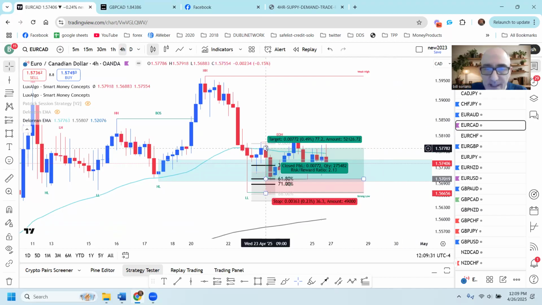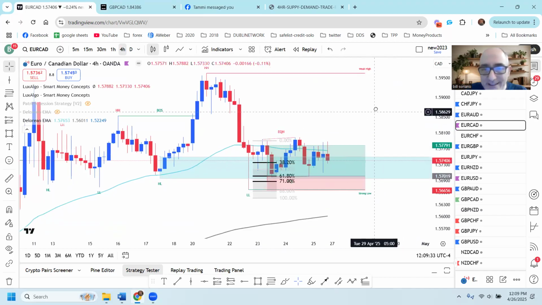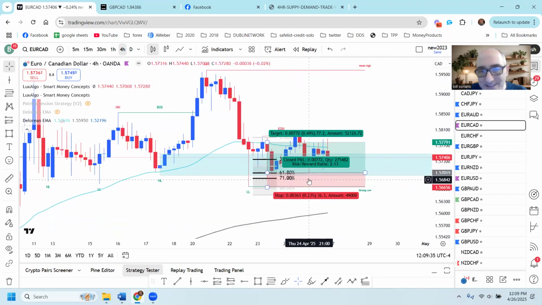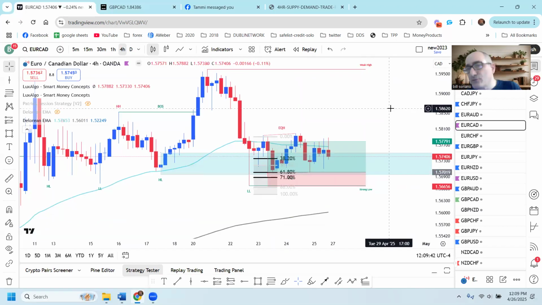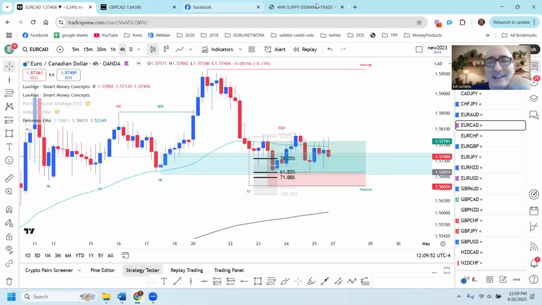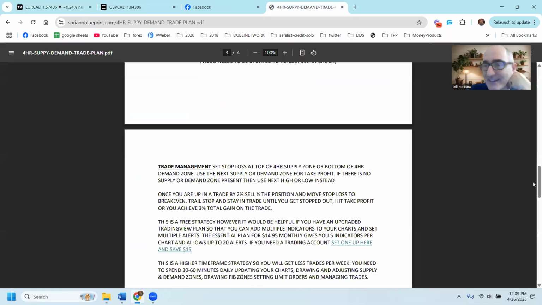So you get a 1% gain, you move your stop loss to break even, and then we kind of get stopped out at break even right here. So we would be out of this trade, but we did get a 1% profit, because once it was up by 2%, we sold half the position, which gives us a 1% profit. Okay, guys, so again, this was the weekly recap, and I went a little long there.